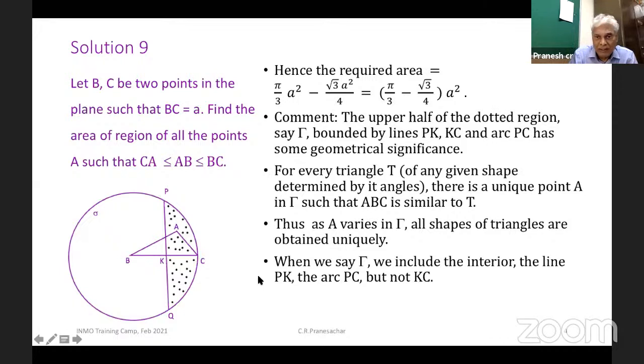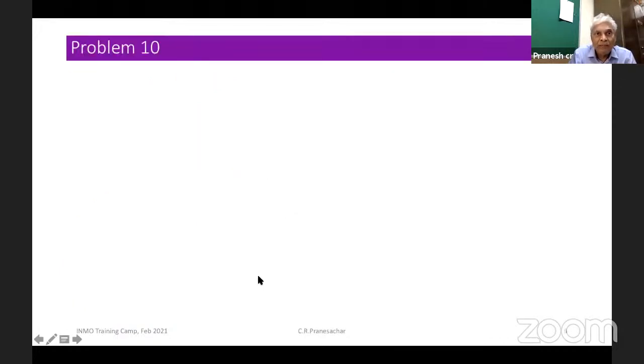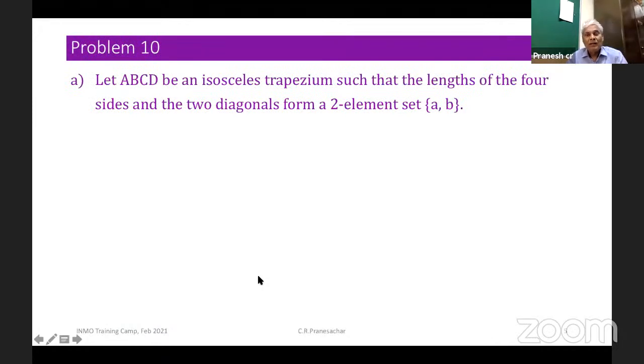Okay. We'll pass on to the next problem. Problem 10. It has two parts. This is also an elementary problem. Let ABCD be an isosceles trapezium such that the lengths of the sides and the two diagonals form a two-element set {a, b}. If a is greater than b, find a by b.